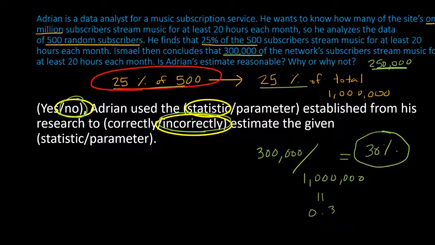So this estimate of 250,000 people out of the million doing this thing is a parameter. So we use the statistic here, drawn from information from part of the population, to make an educated guess about what the actual parameter is for the entire population.